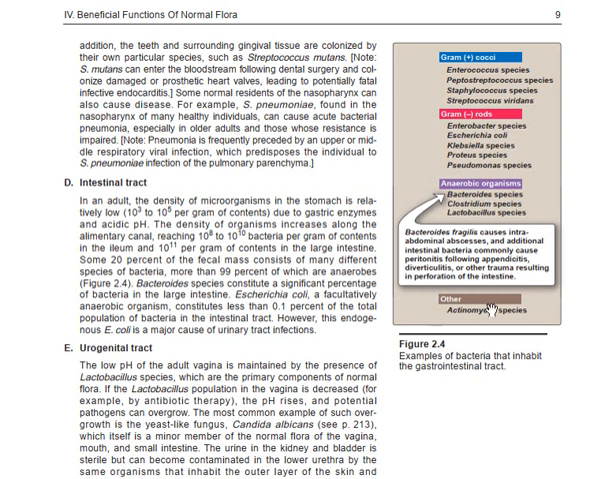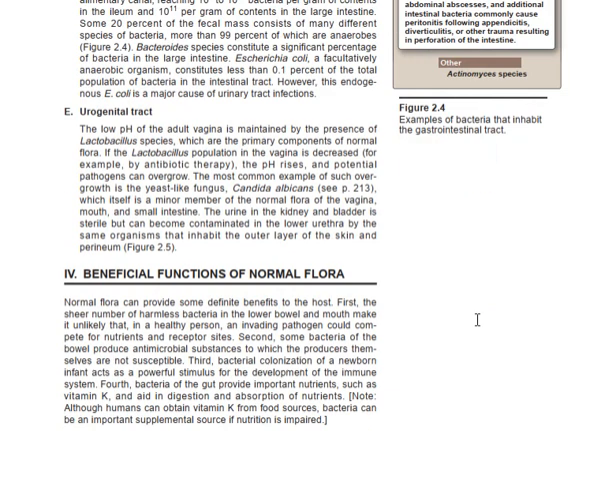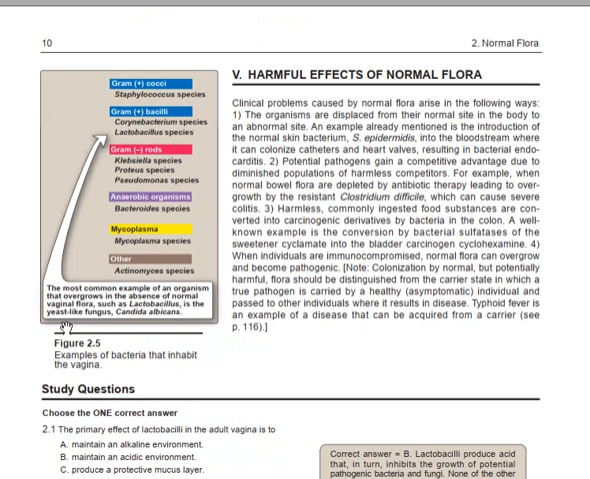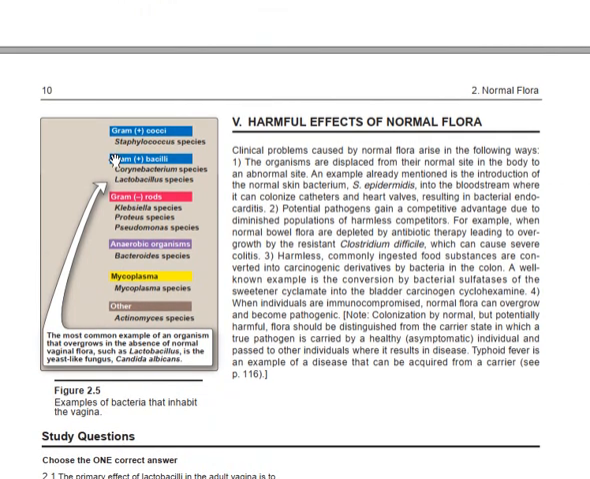Other organisms that can still be present inside the normal flora include Actinomyces. The next one is an example of the flora that inhabit the vagina. Inside the vagina we have gram-positive cocci, such as Staphylococcus species, and gram-positive bacilli, such as Corynebacterium species, and the main one here is Lactobacillus.